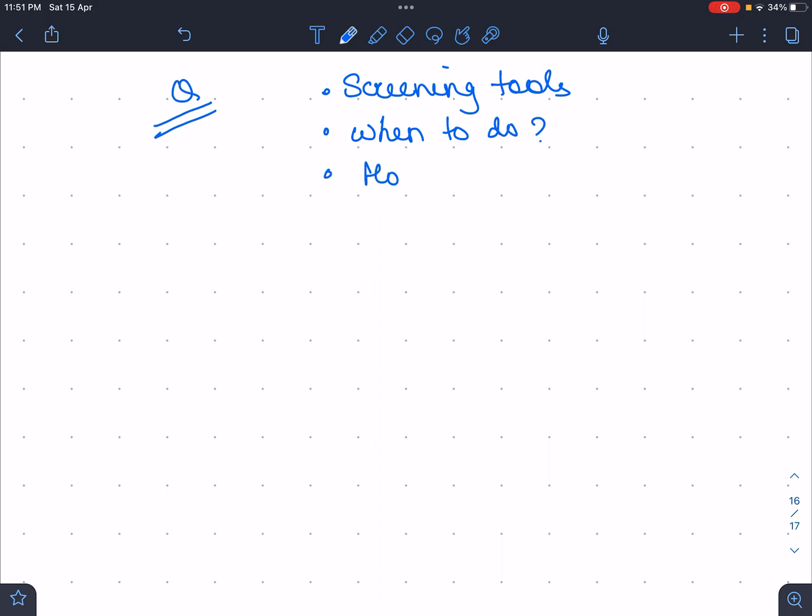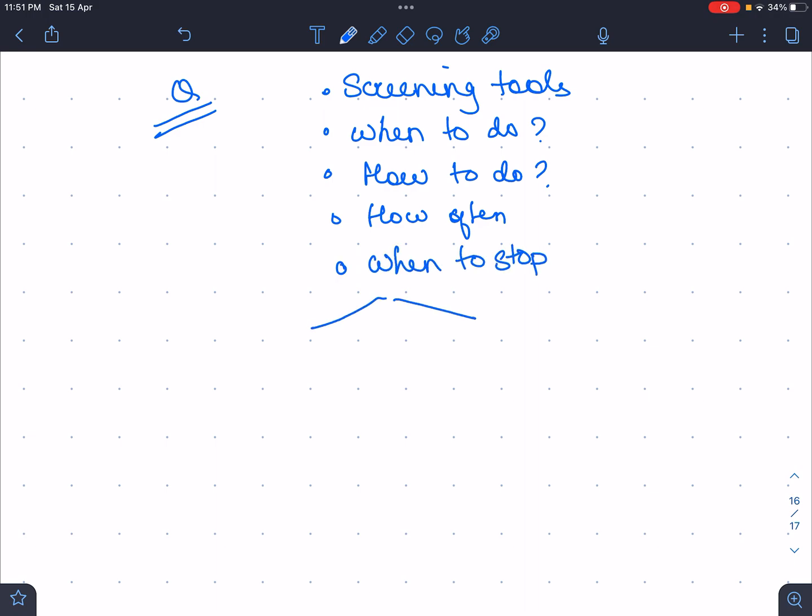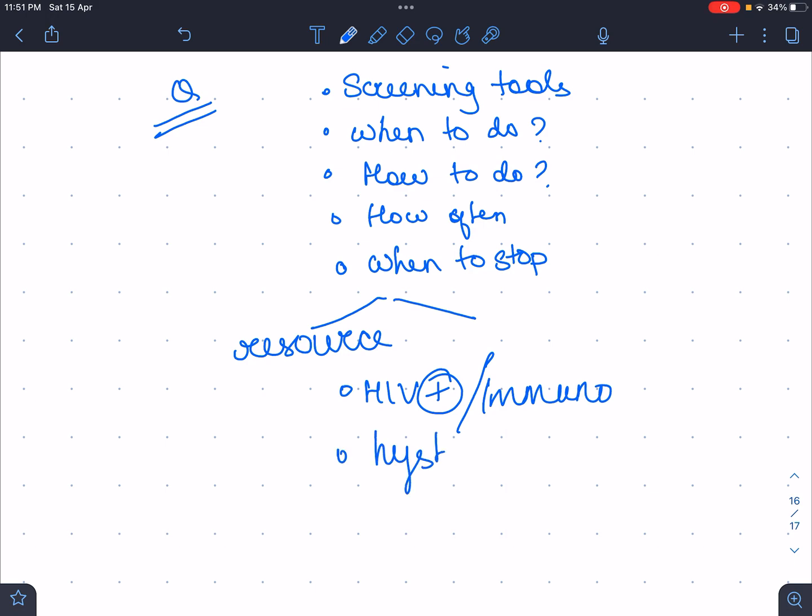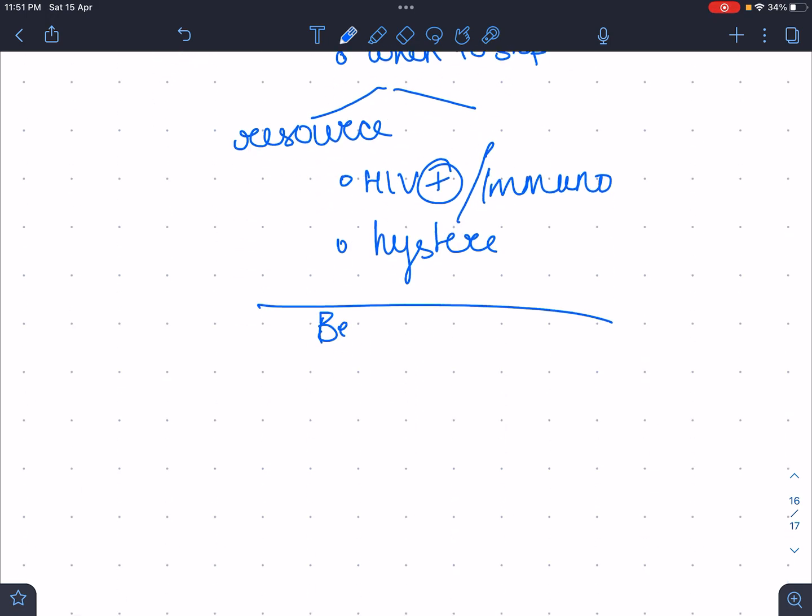So today what we have done, the questions that you can revise now and think about, is screening tools, when to do, how to do, how often to do, when to stop, and basically resources, in which resource setting you will do what, what to do in HIV positive people or actually immunocompromised status, what to do in women with hysterectomy, also Bethesda system of reporting.